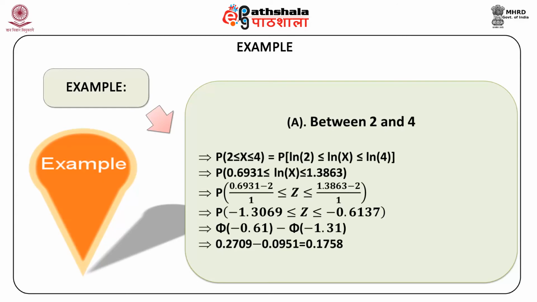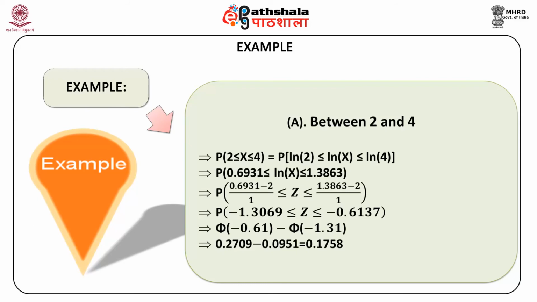The probability that 4 is greater than or equal to x and x is greater than or equal to 2 is equal to the probability of log 2 less than or equal to log x less than or equal to log 4, which is equal to the probability of 0.6931 less than or equal to log x less than or equal to 1.3863, which is equal to the probability that z is between (0.6931 minus 2) divided by 1 and (1.3863 minus 2) divided by 1.